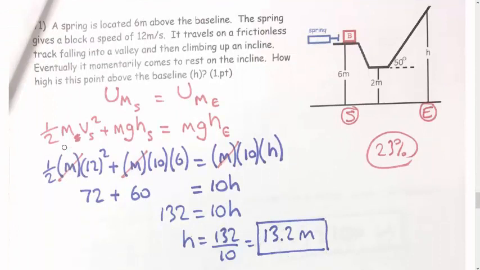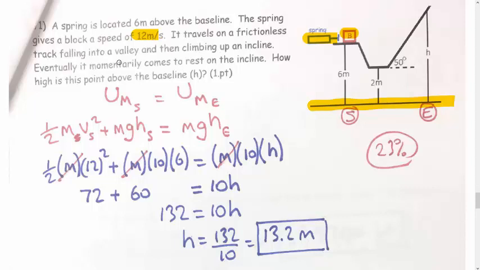Almost there. A spring is located 6 meters above the baseline. Here's my baseline. The spring gives a block a speed of 12 meters per second. So here's my block, and this spring is pushing it, and it gives it a speed of 12 meters per second. So that 12 meters per second is after the spring has stopped pushing.